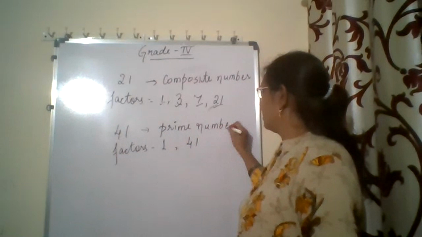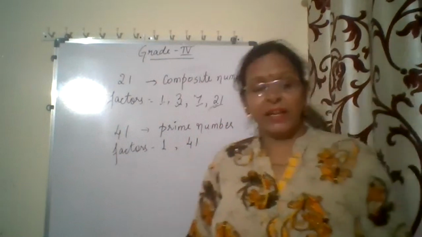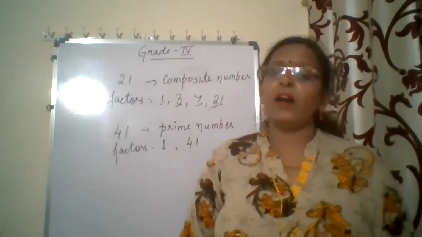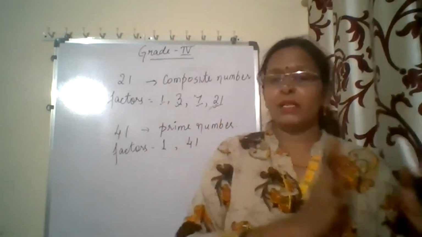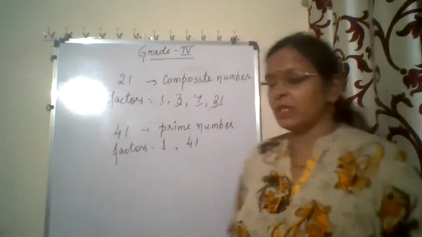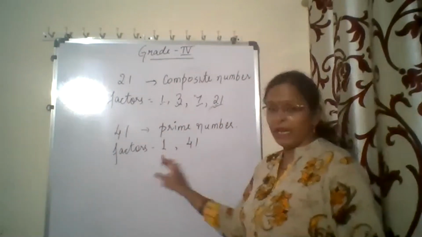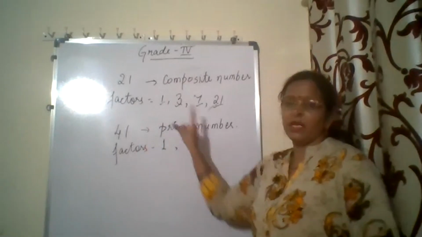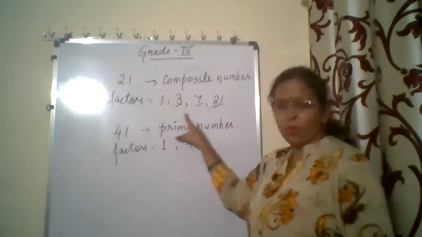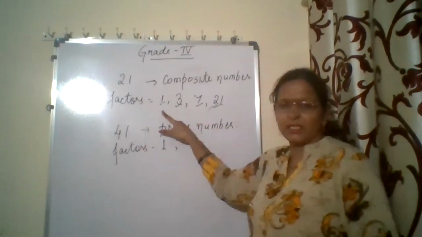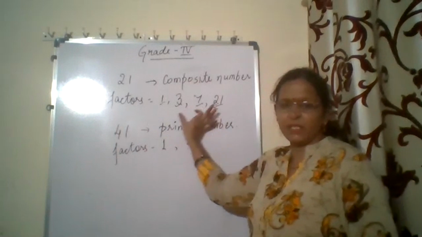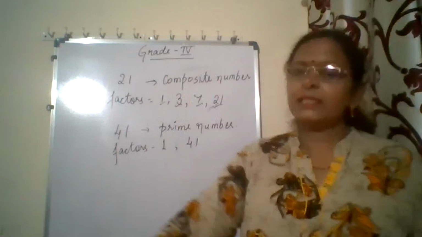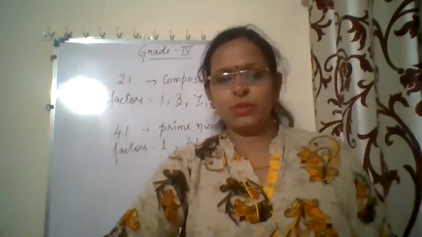So by finding the factors of a number, you can easily identify whether the number is a prime number or a composite number. If you get only these 2 factors, 1 and the number itself, then the number is a prime number. If you get more than 2 factors, like in 21 where you got 3 and 7 also as its factors, then it is a composite number. I hope it is clear to you.